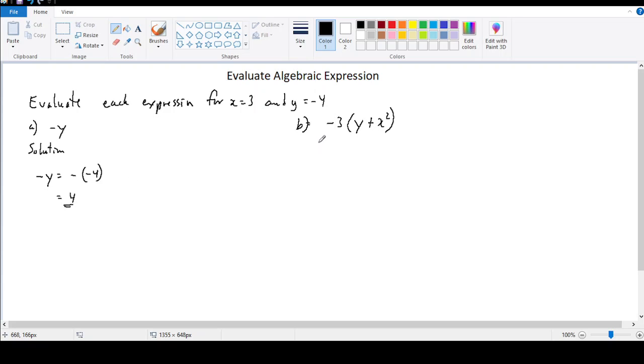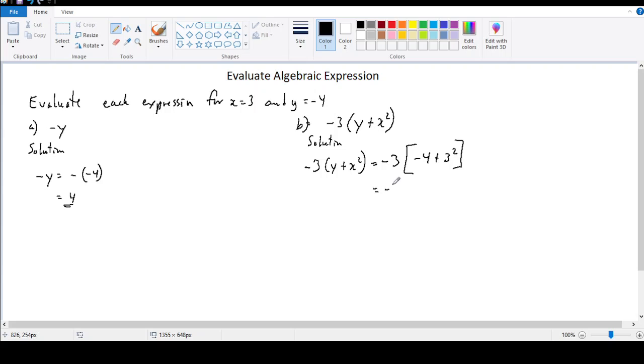In this other example here, we're going to see the solution, and so we have our problem. We will be substituting 3 for x and -4 for y. Okay, so the problem reads as follows: -3 open bracket y plus x squared close bracket. That will give us -3 open bracket y is -4 plus x is equal to 3 squared close bracket.